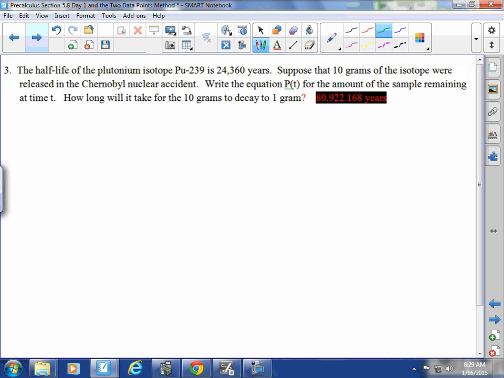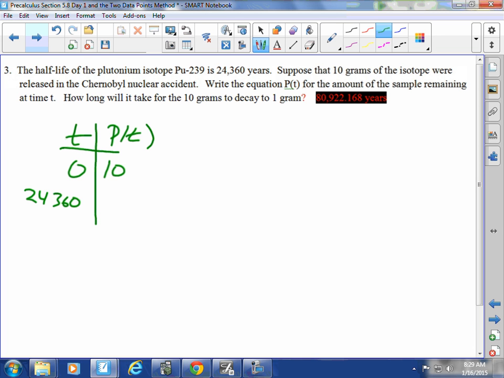Problem 3, can you find the 2 data points? It's a little harder to do. How many grams were initially present? Now it says here that the half-life of this plutonium is 24,360 years. How much is going to be left after 24,360 years? 5 grams. So that'll help you find K. And then the question is, how long will it take for this number on the right to become 1?